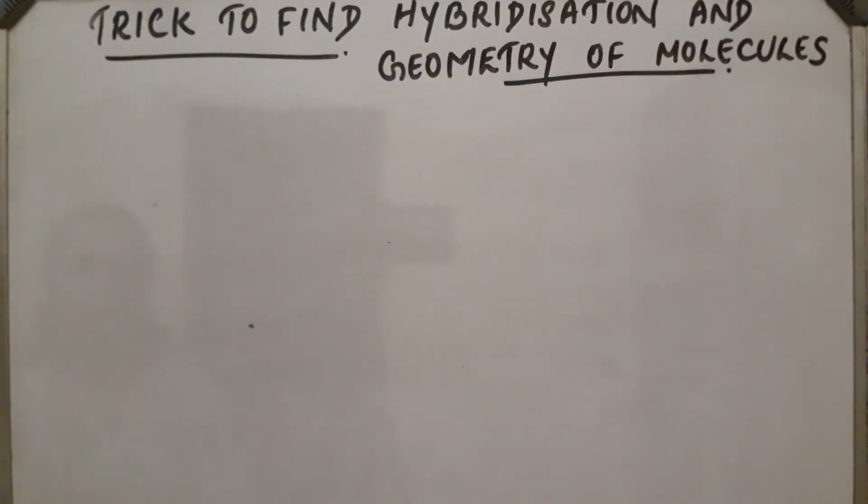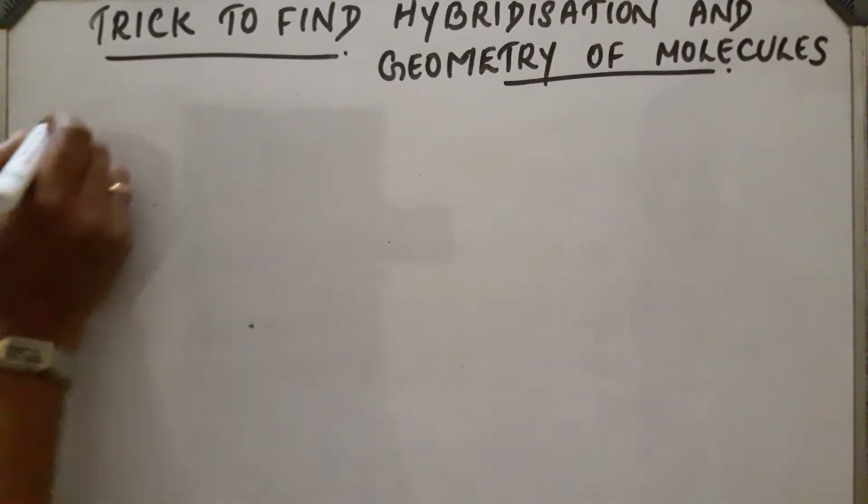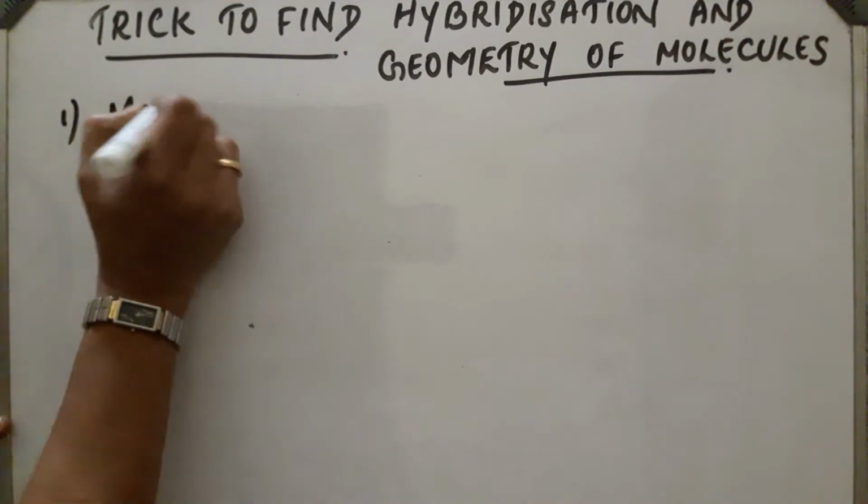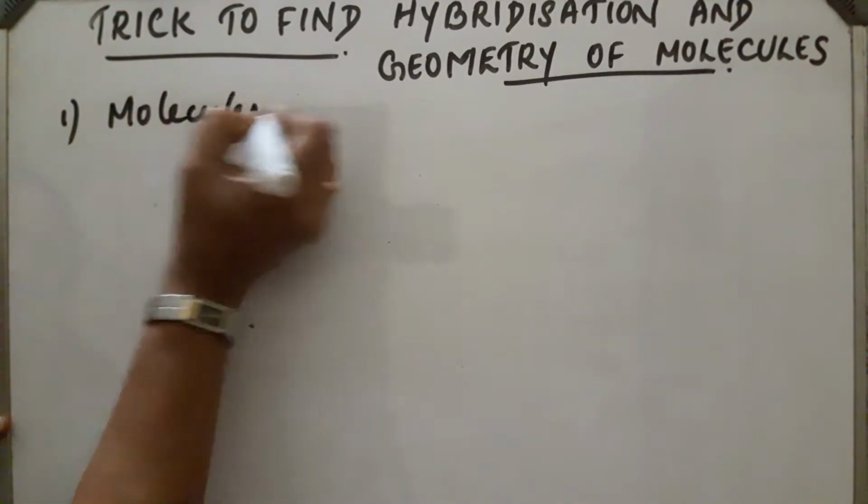Trick to find hybridization and geometry of molecules. Okay, there's a formula using which we can find the hybridization, from which we can find the geometry of the molecule. So the first case is molecules containing only one central atom.